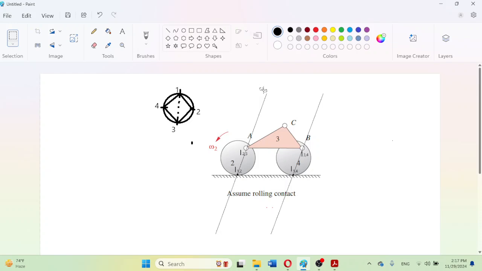Again I can just copy or just type it here, that will also be equal to I1,3. Similarly here I1,3.